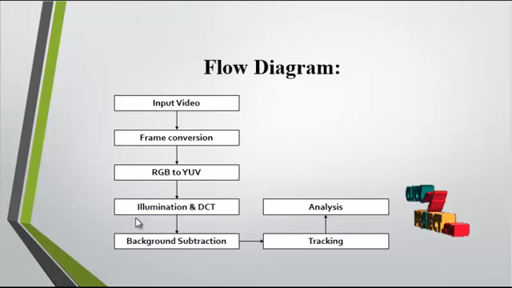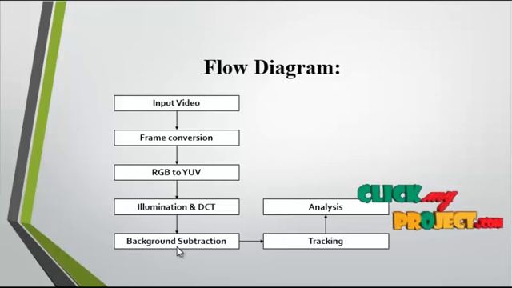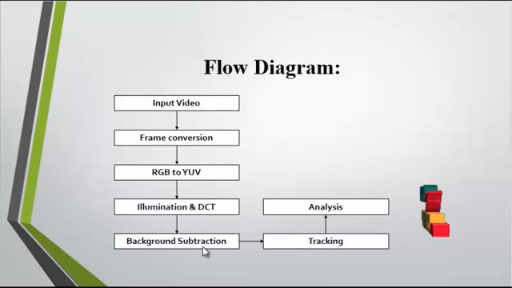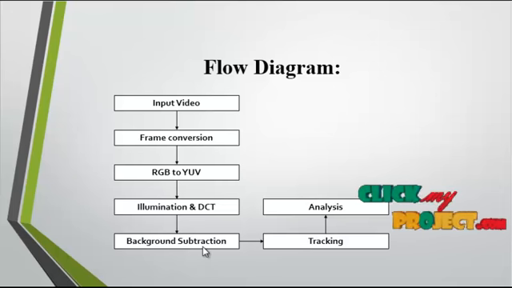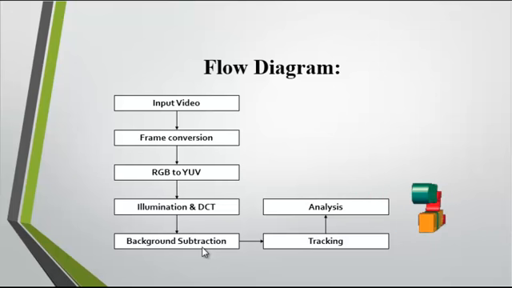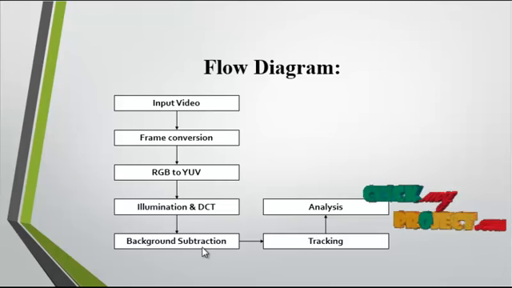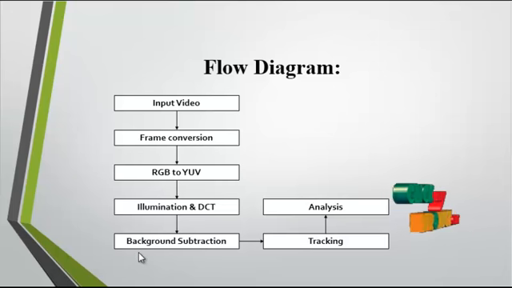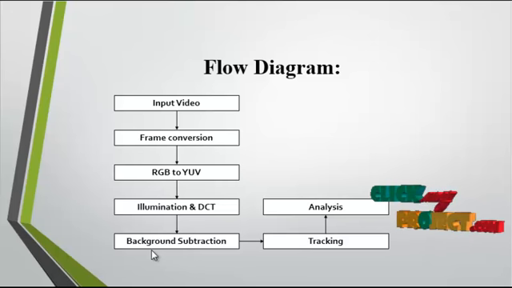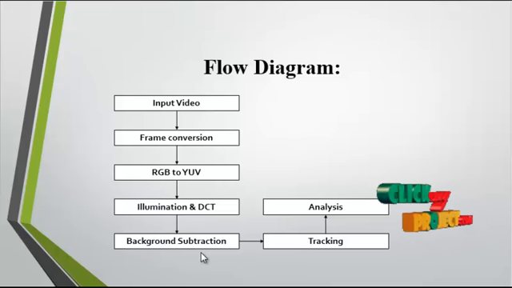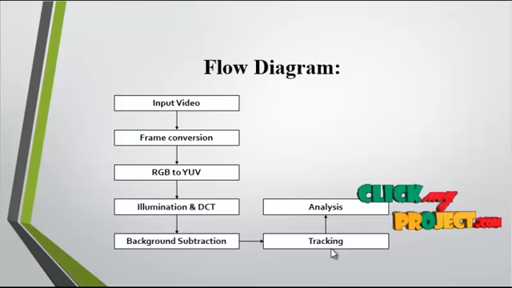After applying illumination and the DCT to all frames, the background subtraction is undertaken. The background subtraction is nothing but extracting the required object, that is the region of interest, from the frames. After the background subtraction, the required object will be gathered. Then the object tracking is undertaken. The tracking is nothing but tracking the required object using the bounding box. The bounding box is nothing but a box overlaid on the required object.